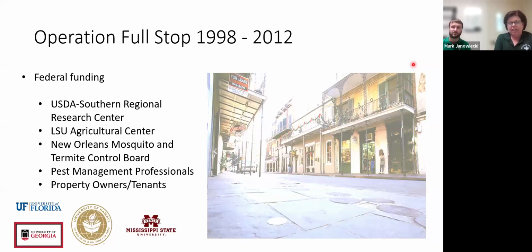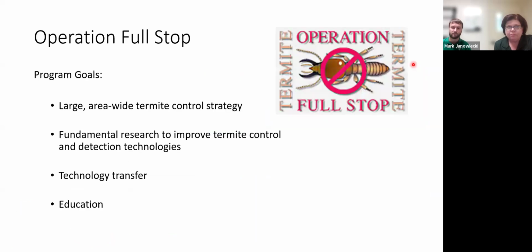So, federal funding was given starting in 1998 as an initiative called Operation Full Stop. And this initiative lasted all the way till 2012, and it involved federal funding for not just our organization, but also the USDA, LSU, other universities, pest management professionals, and property owners and tenants. So there were a lot of moving parts and pieces to this program with a lot of different stakeholders.